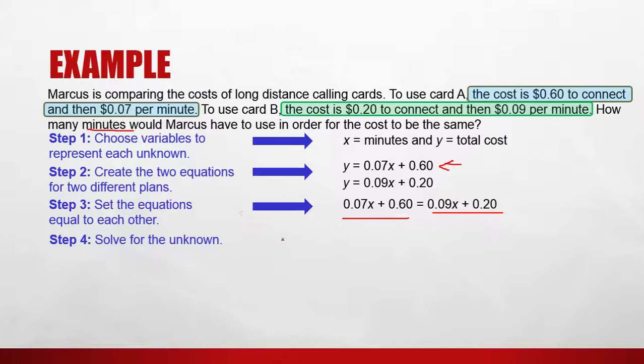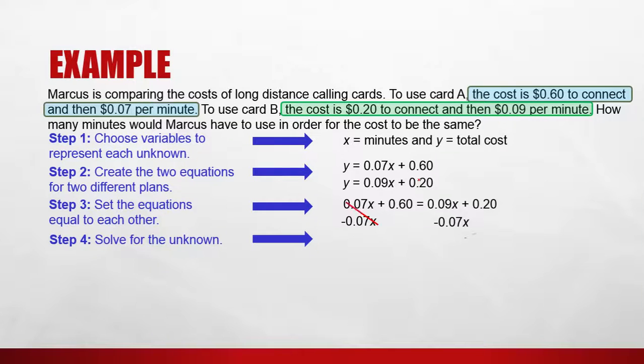So that is the last step, step 4. In order to solve for a variable, you want to use the opposite operation. I want to get x on one side of the equation and the constant on the other side. So I decided to subtract 0.07x from both sides of the equation. You could do the opposite and subtract 0.09x instead. It's really up to you. You should still end up with the same answer no matter what you decide to do.